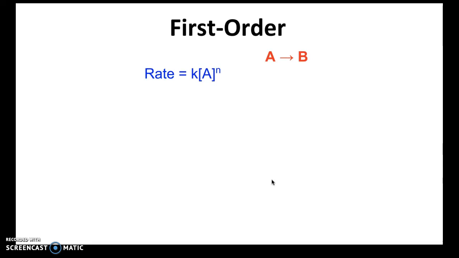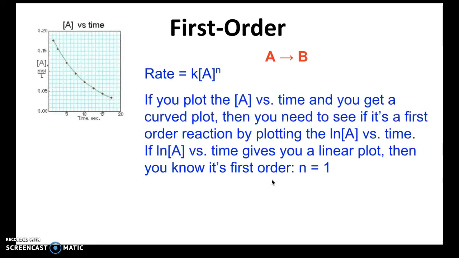Let's look at a case where we have first order. So let's say the reaction is first order, and you plot the concentration versus time, and you get this sort of curve plot, somewhat exponential-like, right? And so if you notice that you have a curved plot, the first thing you want to try is taking the natural log of the concentration of A. So take the natural log of the concentration of A versus time, and then plot that and see what it gives you.